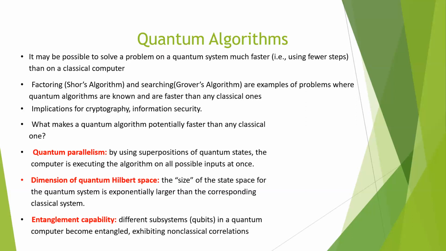Now, what makes a quantum algorithm potentially faster than any classical one? First is quantum parallelism. By using superpositions of quantum gates, the computer is executing the algorithm on all possible inputs at once. Second is the dimension of quantum Hilbert space. The size of the state space for the quantum system is exponentially larger than the corresponding classical system. The third is entanglement capability. Different subsystems, that is qubits, in a quantum computer become entangled, exhibiting non-classical correlations.